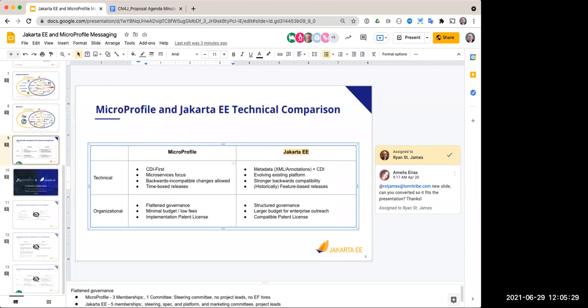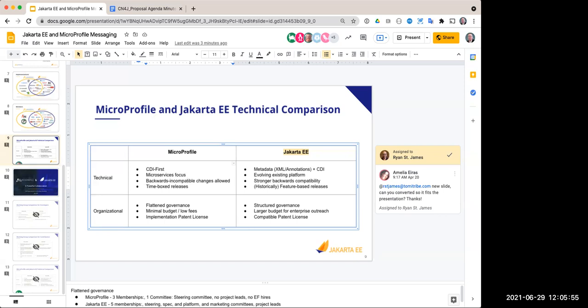But the same thing with wording applies to backwards incompatible changes too, right? Because MicroProfile says backwards incompatible changes allowed, which gives the feeling that it's not allowed in Jakarta, but it's actually allowed, but we want to keep stronger backwards compatibility. Right. So you're okay with that kind of comparison.